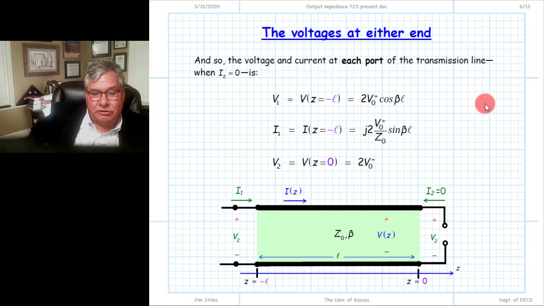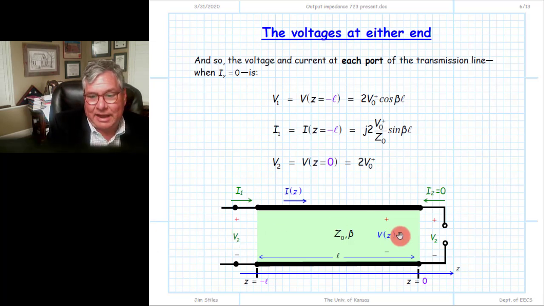Since we know the voltage everywhere on this transmission line terminated in an open circuit, that means we know the voltage at the input and at the output over here. Now this actually should be V1, not V2. V1 here and V2 here. Likewise, we know the current everywhere on the transmission line. We know the value of I1, or we can determine it, and we can determine the value of I2. And if we do, we find it will be equal to 0, and that passes the sanity check. So let's go through and find those values.